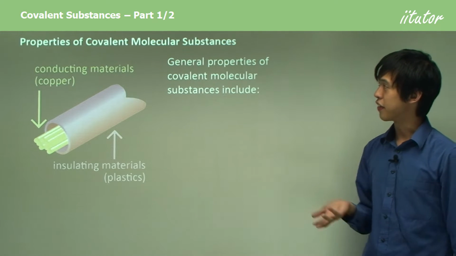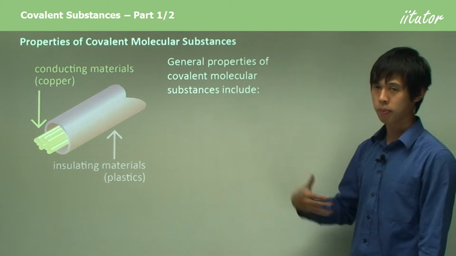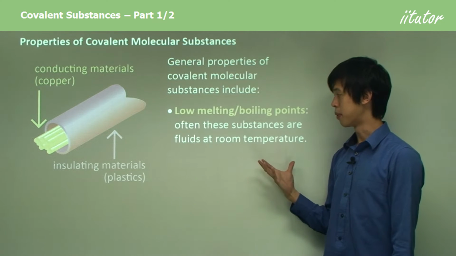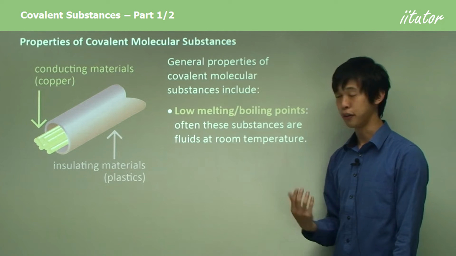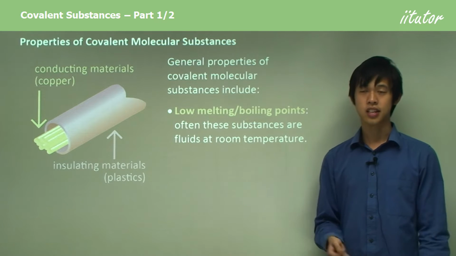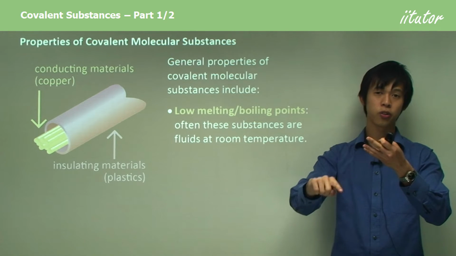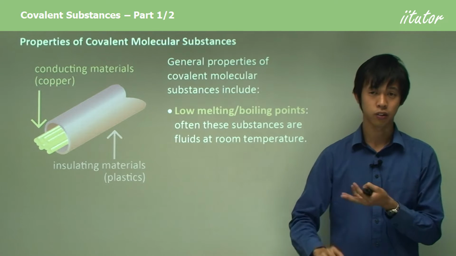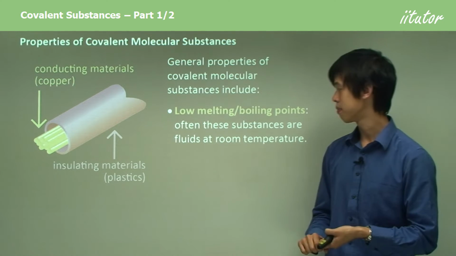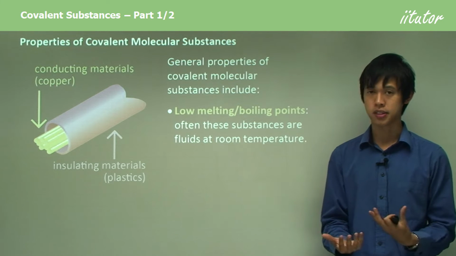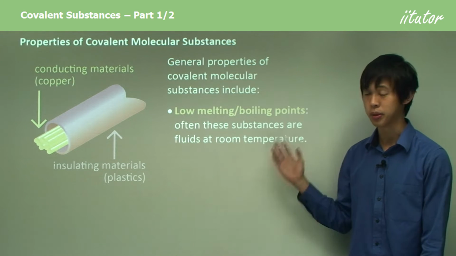So, properties of covalent molecular substances. General properties, not all of them have this, but general ones include low melting and boiling points. So often these substances are fluids at room temperature. And by fluid, I mean gas or liquid. A lot of them are gases. So think oxygen, fluorine, chlorine, nitrogen. Those 4 all exist as gases at room temperature, and they're all covalent molecular substances as well. You can see they have very low melting and boiling points.